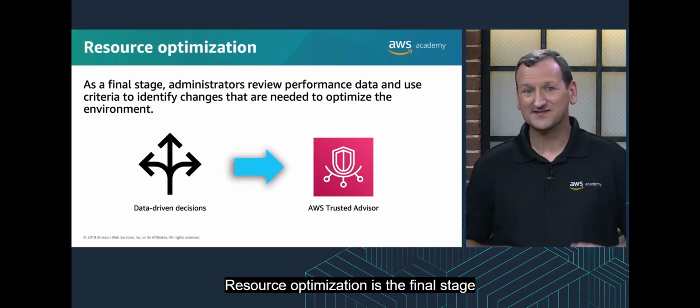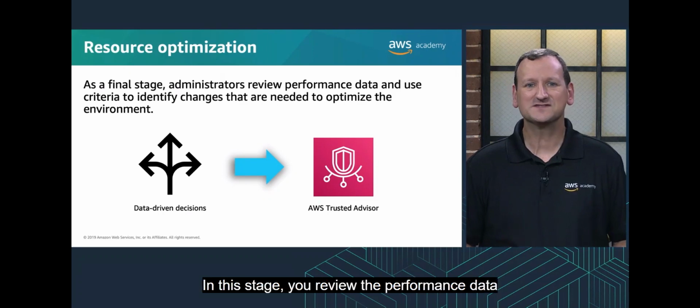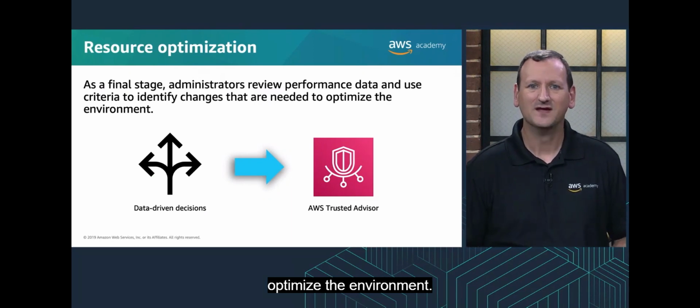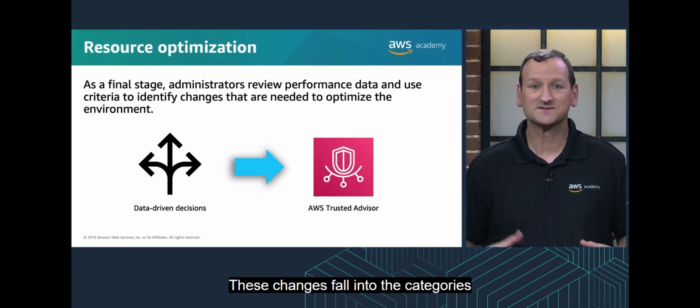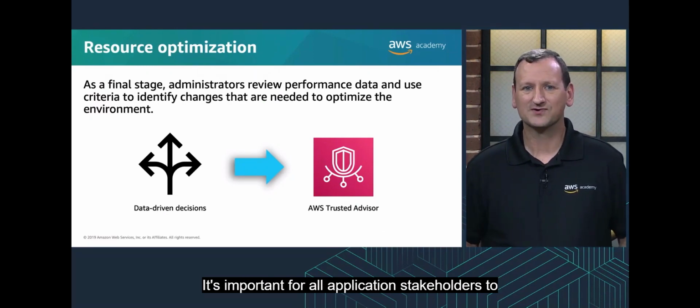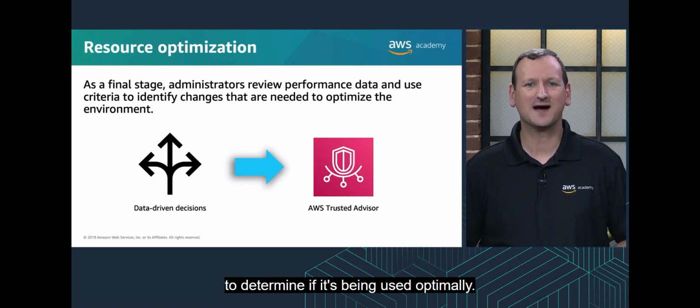Resource optimization is the final stage in the information resource lifecycle. In this stage, you review the performance data and identify the changes that you need to optimize the environment. These changes fall into the categories of security, performance, and cost management. It's important for all application stakeholders to regularly evaluate the infrastructure to determine if it's being used optimally.